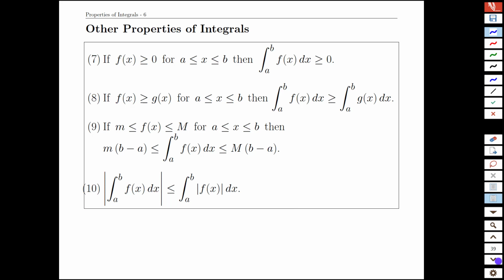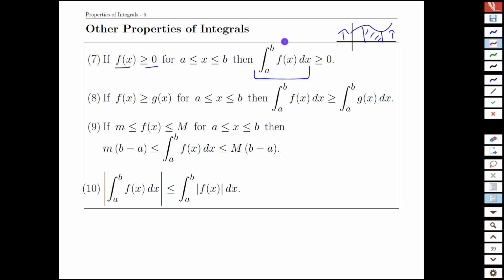What about some other properties that are less computational? So there's a bunch of properties listed here that are more about relationships. So here, if we have a function that's greater than 0, then what we're told is that the integral is going to be greater than or equal to 0. Well, again, all that's capturing is if our function is above the axis and we take the region underneath of it, it's going to be a positive area region.